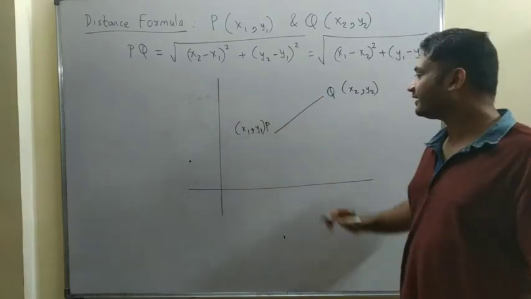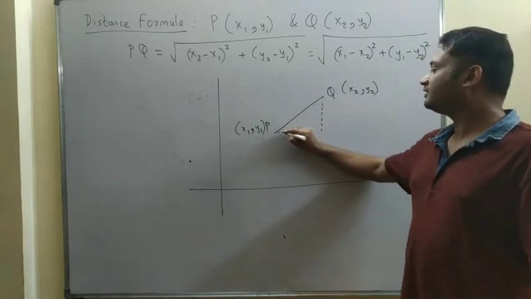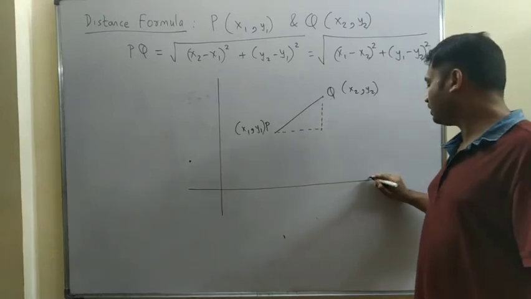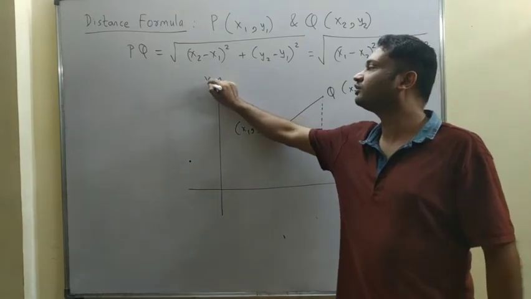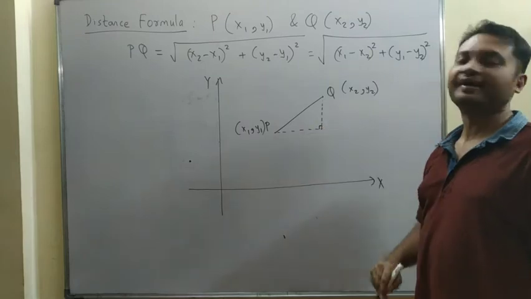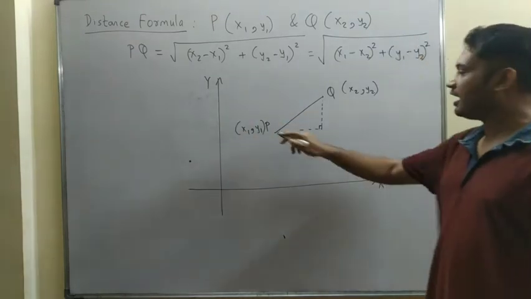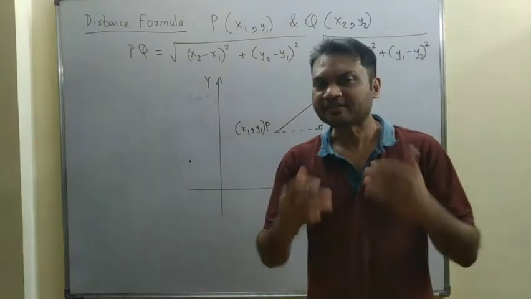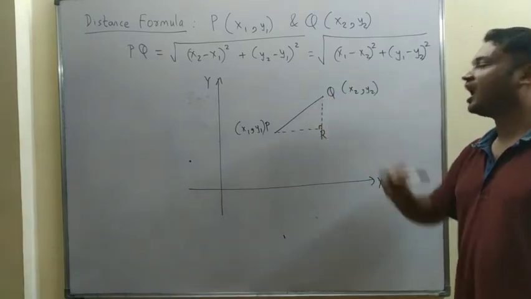So the simple trick here is to drop a perpendicular here and another perpendicular from here. So this perpendicular is perpendicular to the x-axis and this perpendicular is perpendicular to the y-axis. Now this angle is right angle because angle between x and y-axis is 90. So angle between their perpendiculars will also be 90. Let us call the point joining the perpendiculars as R.